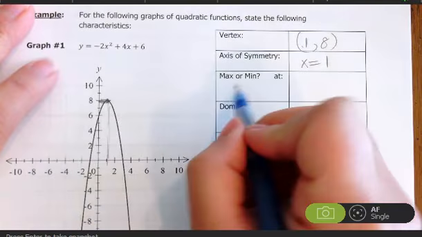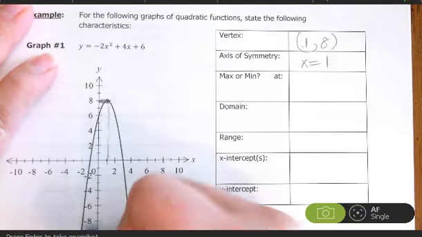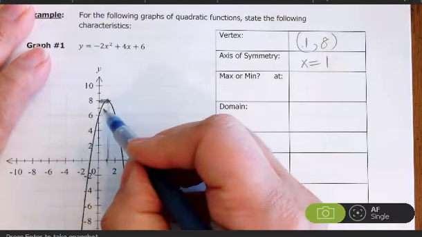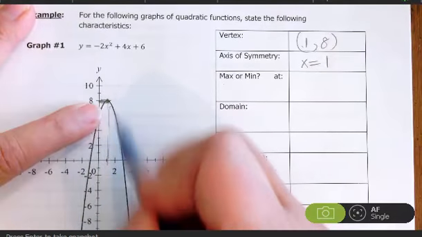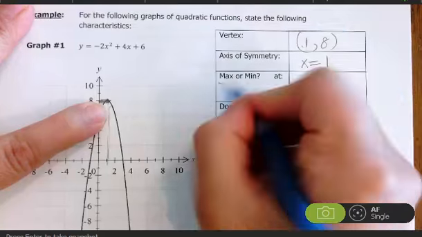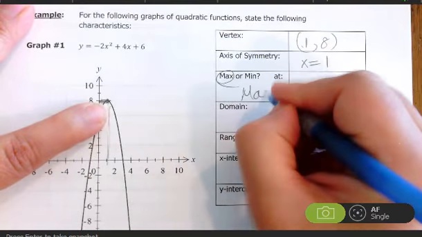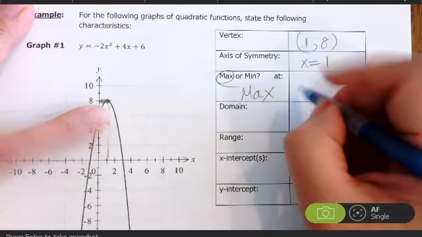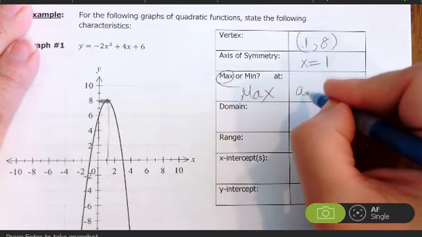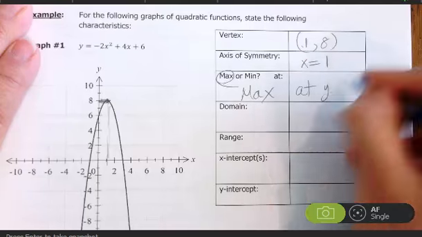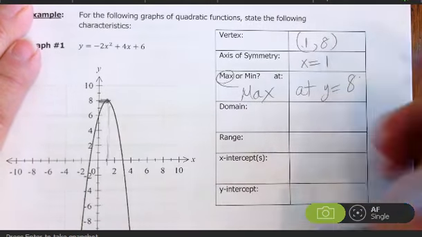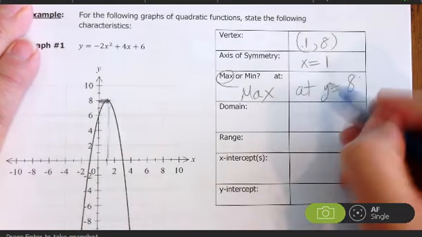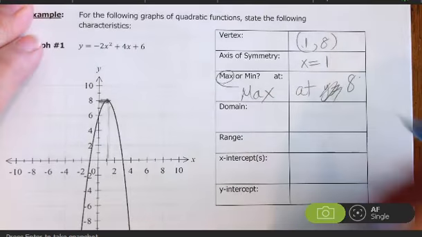And is there a max or a min? Well, think about it. If you're traveling along here, you top out here, and then you go back down. So this is known as a max. And the maximum is at, and we state the y value, it's at y equals 8. We don't really even need to say the y equals. We could just say that it's at 8.